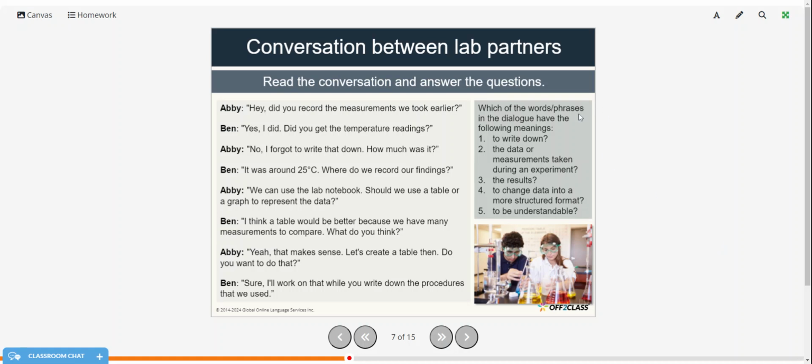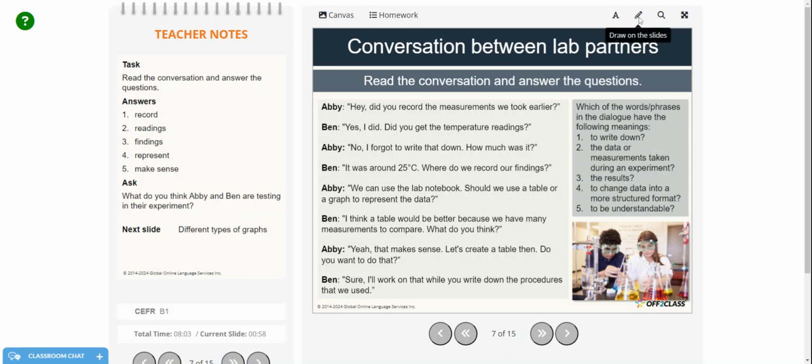So, which words or phrases in the dialogue have the following meanings? To write down is to record. The data or measurements taken during the experiment would be the readings. The results are the findings. To change data into a more structured format is to represent. And to be understandable is to make sense.